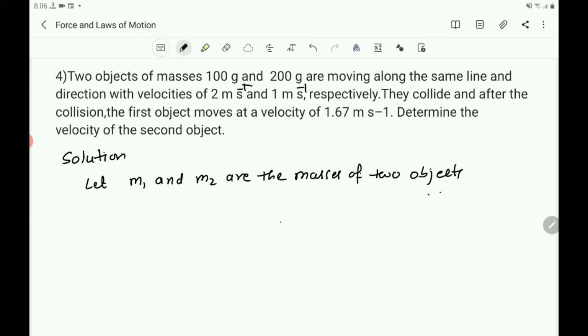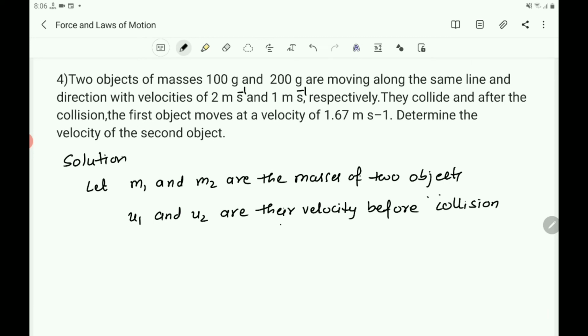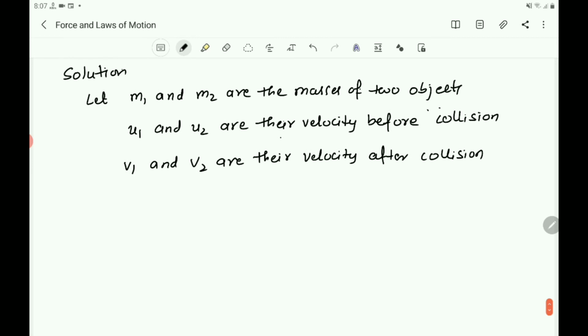and also let us have their velocities before the collision as u1 and u2. u1 and u2 are their velocity before collision, and let us have after the collision their velocities as v1 and v2. v1 and v2 are their velocity after collision.